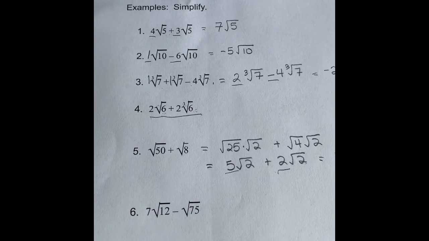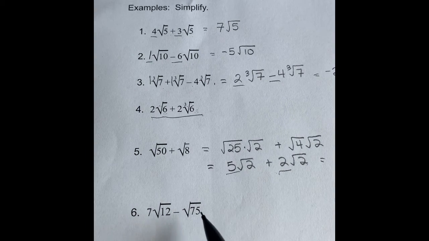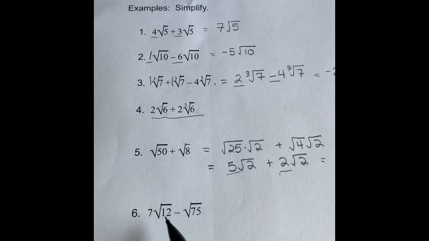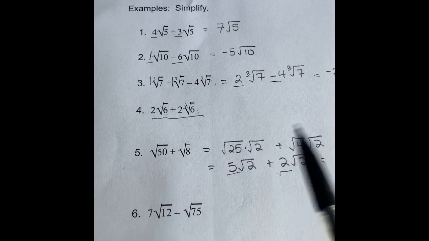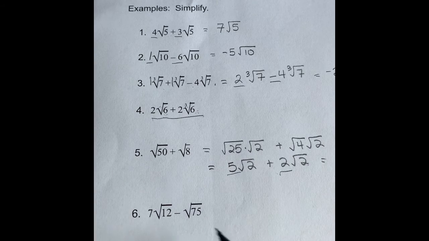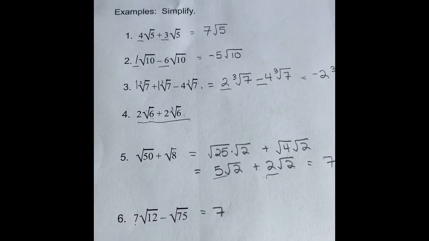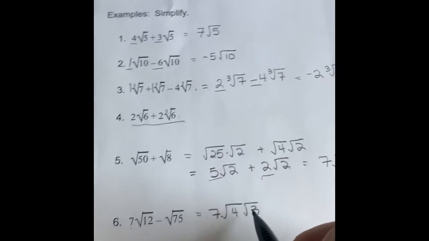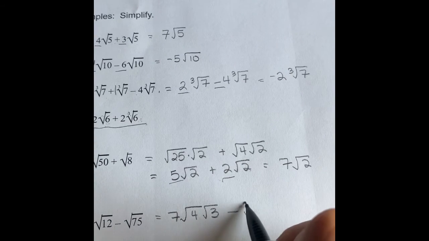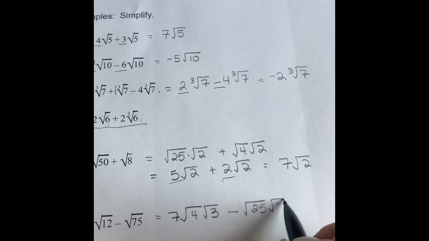Doing the same thing on number 6, we can see that the numbers underneath the radical are not the same. So we're going to use this process that we did on number 5 and that we did in previous lessons to simplify. Remember, we saw these with numbers in front. Just keep carrying that over. So I have the 7, and then I'm going to split 12 into 4 times 3. And I'm going to split 75 into 25 times 3.